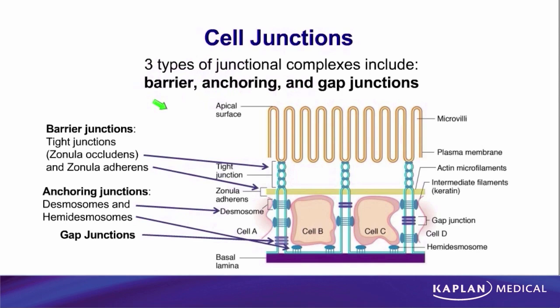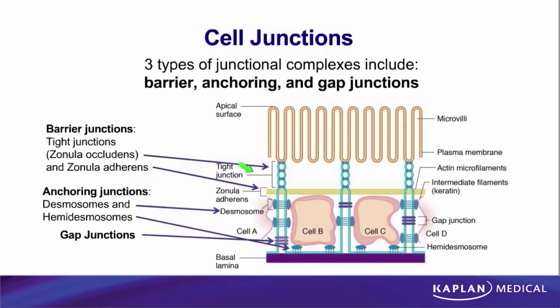Barrier junctions first. Remember we talked about paracellular transport, where material can pass from one side of an epithelial layer to the other side of the epithelial layer by passing between epithelial cells or around epithelial cells. Well, if they're going to be passing between epithelial cells, we want something available to us to control that passageway between the cells. And what we have that controls that passageway are called the barrier junctions. And there are two kinds of barrier junctions. They're called tight junctions, or zonular occludens, and zonular adherens.